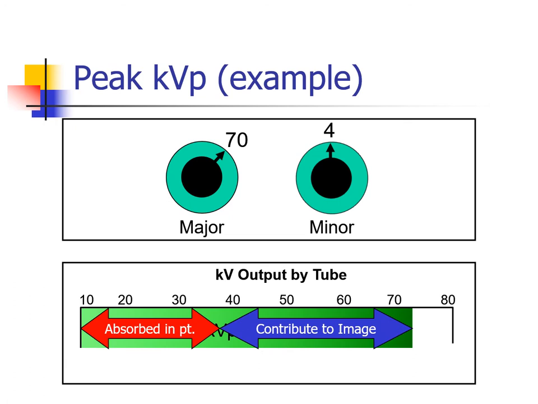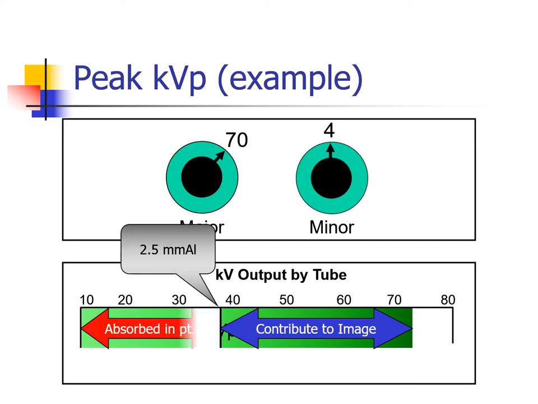The remaining energies, encompassed by the blue arrow, from 40 to 74, will have enough energy to significantly penetrate the patient's tissues and contribute to image formation. At the point where these two arrows meet is where 2.5 millimeters of aluminum equivalent material will stop most of the low energy rays from exiting the tube collimator assembly and allow most of the higher energy X-rays to pass. So, the function of the beam filter is to eliminate low energy X-ray photons, thereby reducing patient dose.